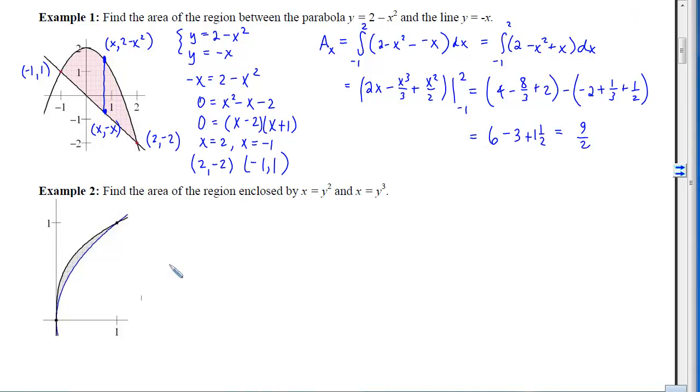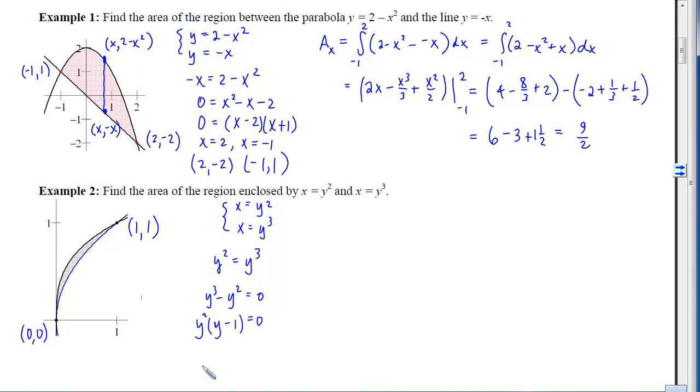With example 2 now, we again have two curves, one of which is y squared and the other which is y cubed, and we want to find the intersection points. So here we can see from my picture that it is 1, 1 and 0, 0. Again, we could solve the system analytically by doing a substitution and figuring out when y squared is the same as y cubed, or rather when y cubed minus y squared equals 0, or y squared times y minus 1 equals 0, and that happens when y is 1 or y is 0. Either of those would work, and we get our points.